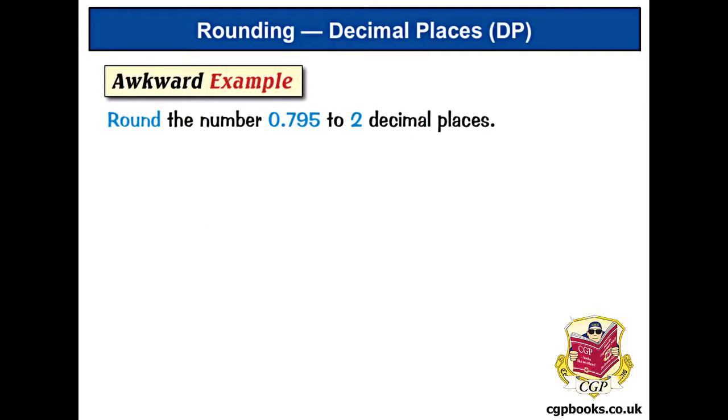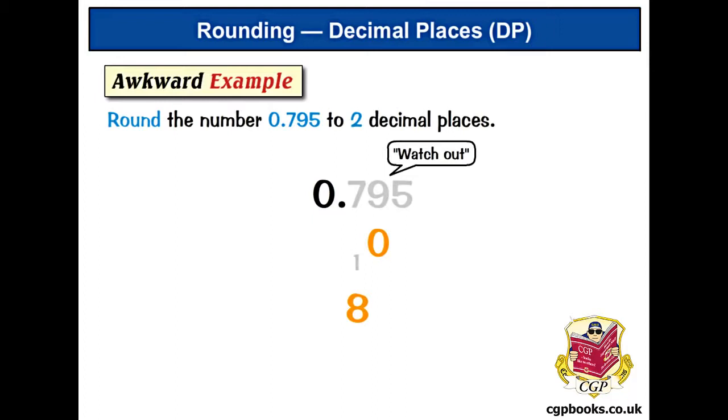Right, here's a slightly more awkward example. Round the number 0.795 to 2 decimal places. Okay, so the last digit is 9, and the decider is 5. And remember, 5 or more rounds up, so we need to round the 9 up. Now it's this rounding up of a 9 that's the awkward bit. We can't write 10 in the second decimal place. Instead, we write 0 and carry the 1 across to the first decimal place. So this becomes 7 plus 1, which is 8. So the answer is 0.80.